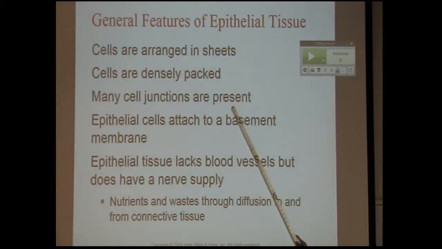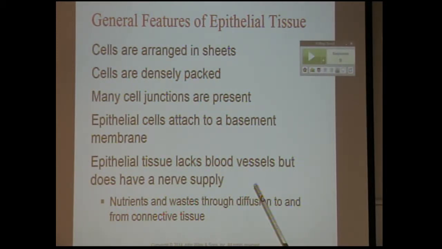They're very dense. There's lots of cell junctions. We're going to talk about those. That's like connections between cells. Because they don't have much extracellular matrix, they're almost always attached to some connective tissue, and that's called a basement membrane. No blood vessels, but it does have nerves in it. So you think about your skin, right? You have nerves in your skin. And that's epithelial tissue on the outside.